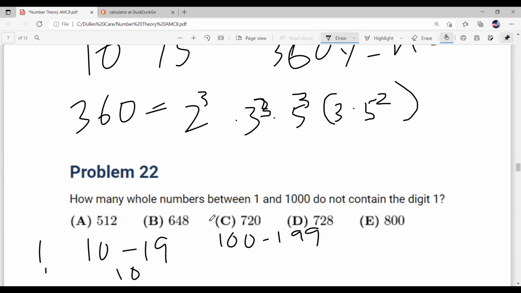199. However, we're missing some numbers from the two-digit case because we're missing 21, 31, 41, 51, 61, and so on. So 21 all the way to 91. That would be 9 minus 2, that would give us 7 plus 1, that would give us 8. So 18 two-digit numbers.